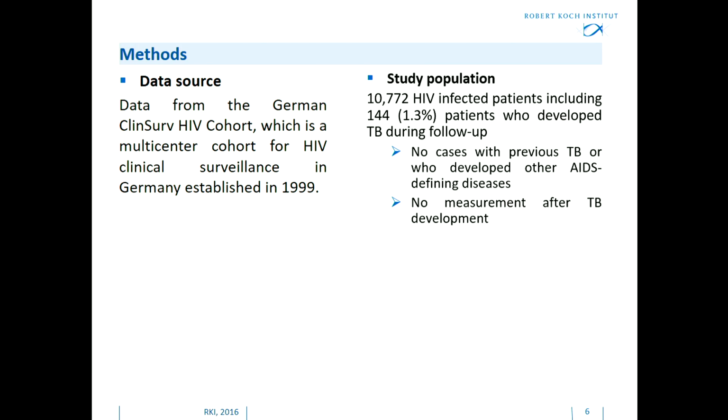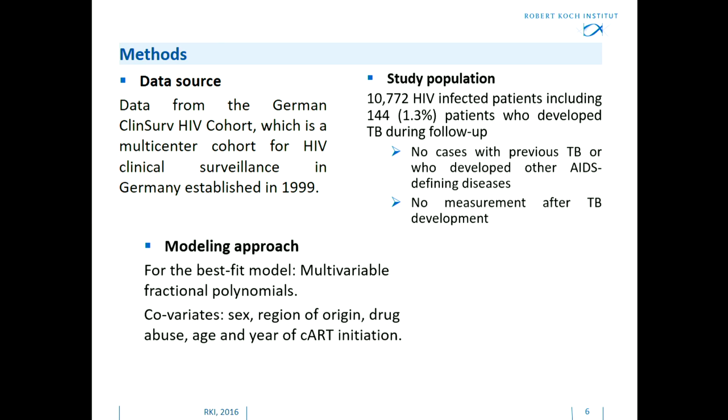That means we don't have any measurements after tuberculosis. We were not interested in what happens after tuberculosis, we just look at what happened before. We also exclude cases who had previous TB before starting antiretroviral therapy, and cases who developed other AIDS-defining diseases, because we were interested in just tuberculosis. For our modeling, we use multivariable fractional polynomials to find the best fit, and we control for variables in our data, like sex, region of origin, drug abuse, age, and year of antiretroviral therapy initiation.